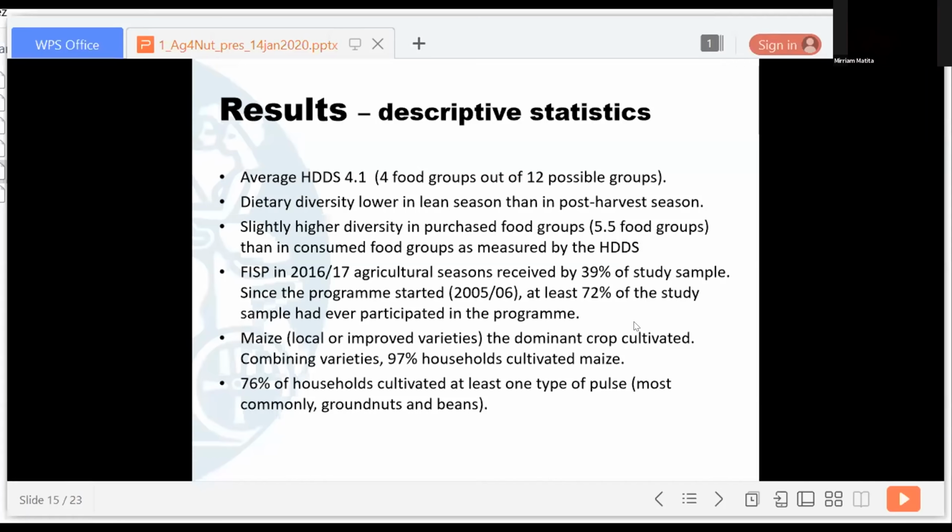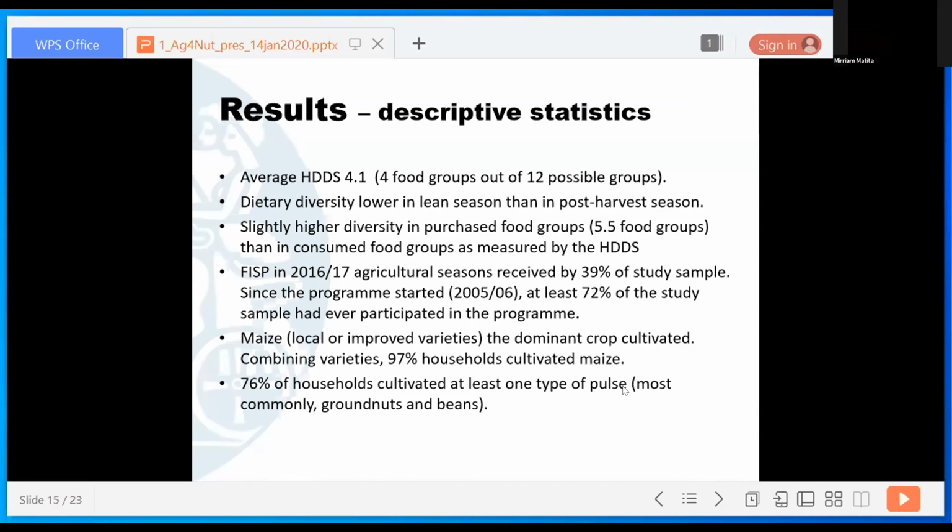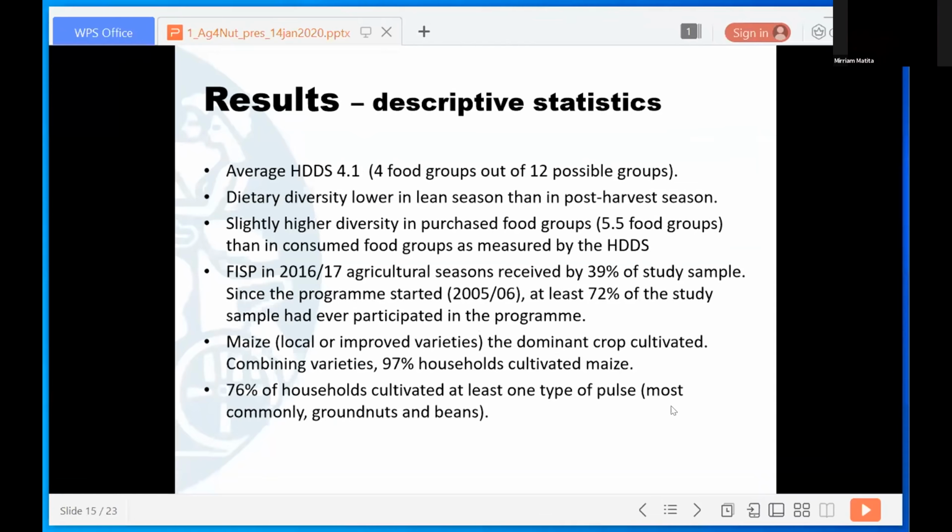Given that in Malawi there has been this farm input subsidy program for some time, about 39% of the households were people that benefited from this program, while 72% have ever participated in the program since it started in 2005-06. In this setting, maize is the dominant crop under cultivation, and some households, about 76%, reported cultivating at least one type of pulse, commonly groundnuts and beans. Next slide.